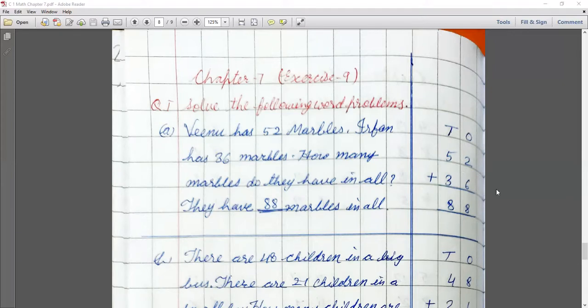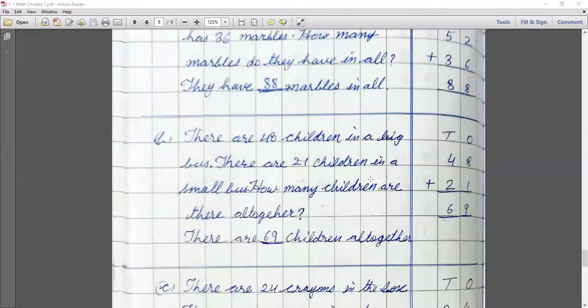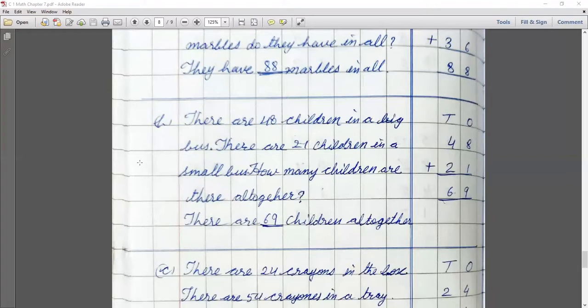Okay, look at this. First 52, that's why we write 52 here, and 36, we write 36 here. Firstly, we add ones place digit. 2 and 6 is equal to 8, and 5 and 3 is equal to 8. So 88. Okay, now next is, there are 48 children in a big bus. There are 21 children in a small bus. How many children are there all together? 48 in a big bus and 21 in a small bus.